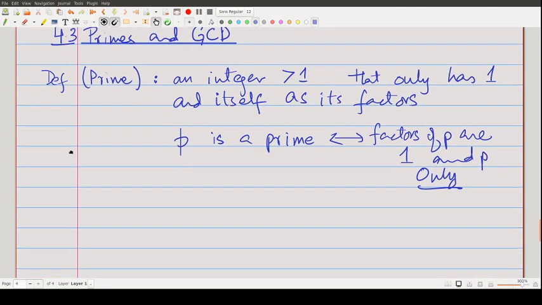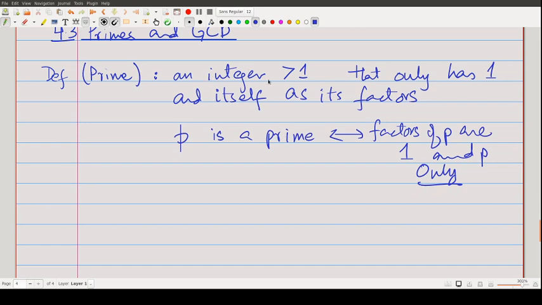So the first few primes: we need an integer greater than 1, so 1 is not a prime. So 2, 3, 5, 7, 11, 13, 17, 19, and so on are prime numbers, because each is only divisible by itself. Okay.